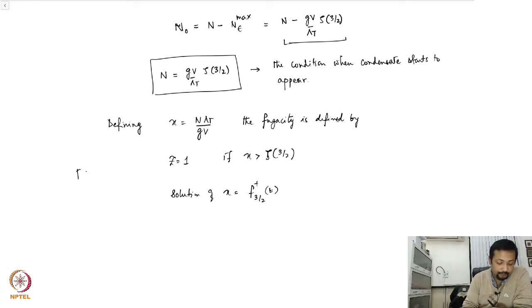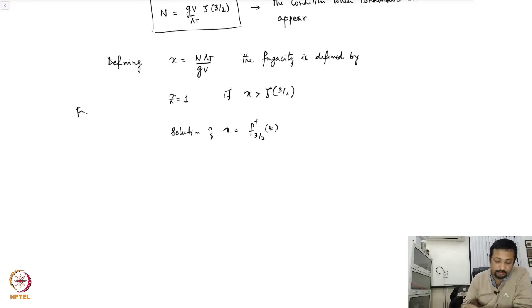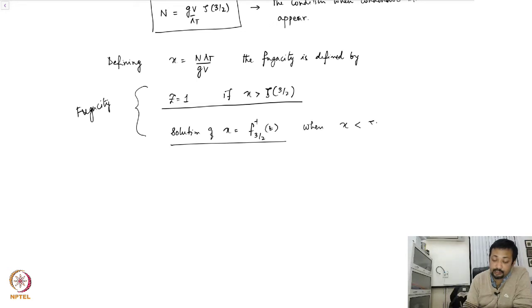So fugacity, something is wrong here, fugacity is equal to 1 if x is greater than zeta 3/2, or is the solution of this when x is less than zeta of 3/2. Recall the first leading order correction to this function f 3/2 of z: f 3/2 goes as z for small enough z, so that you have the solution x equal to z.